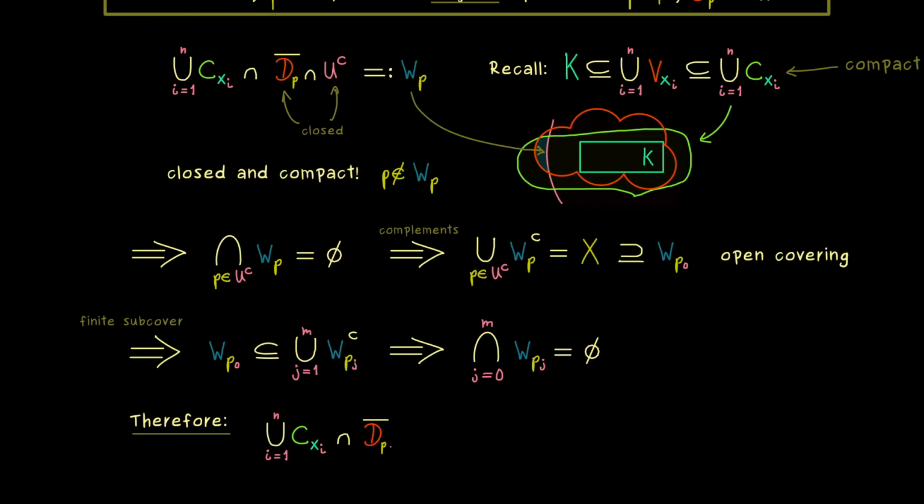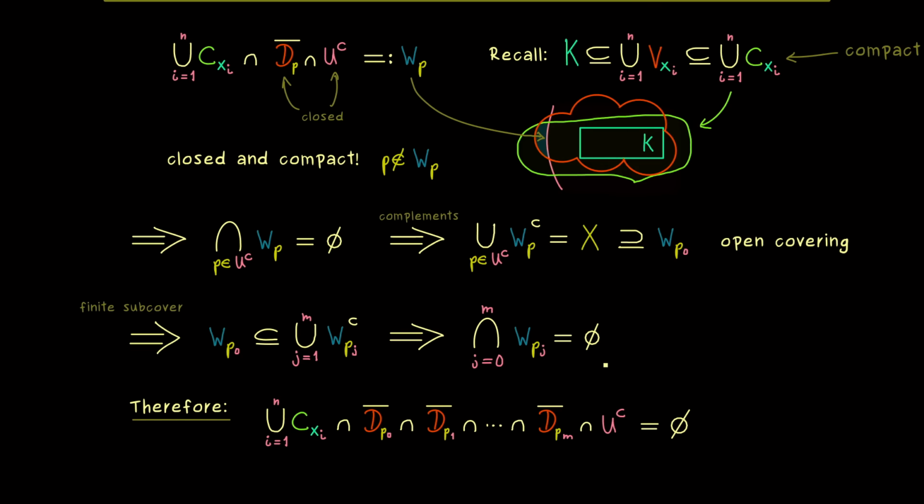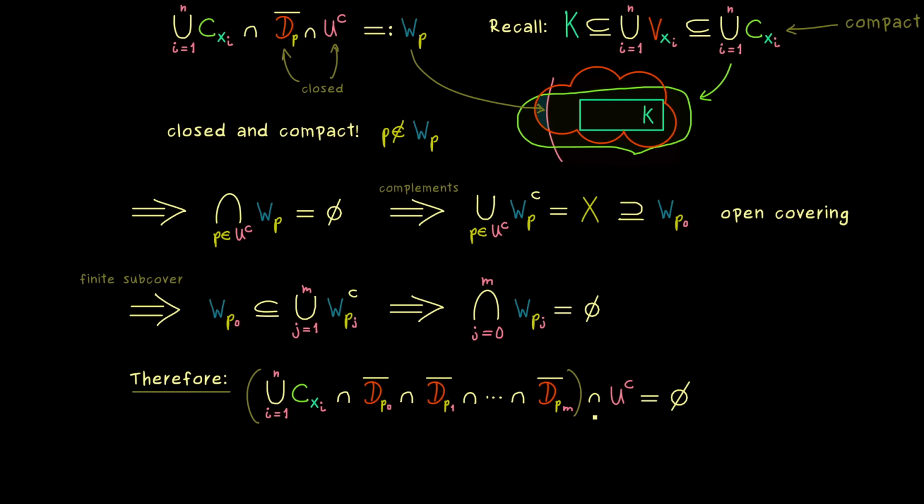So let's simply put the definition of WPJ into this intersection. So we just write dP0 intersected with dP1 and so on. And then finally in the end we also have the intersection with the complement of U. And now the conclusion from before is that this finite intersection is already the empty set. Hence we can just split this set up into two parts, and then the left hand side has no intersection with the complement of U. In other words, this is exactly what we want. We have a set that lies completely in the set U.